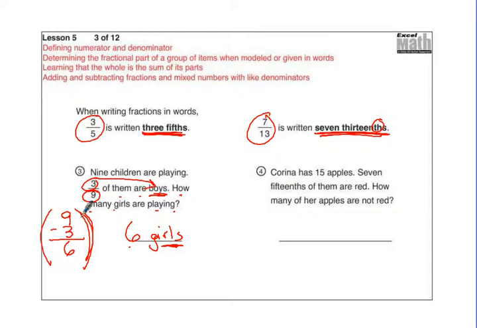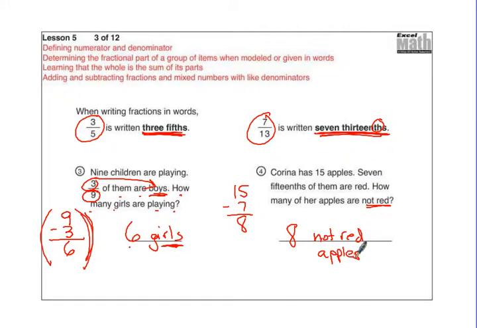It says Karina has 15 apples. 7/15 of them are red. How many of her apples are not red? Notice it doesn't say red, it says not red. Well, if 7/15 are red, then we're going to do 15 minus 7, which is 8. That makes 8 of them being not red, or you can put 8 apples, because that's really what we're talking about, are apples.